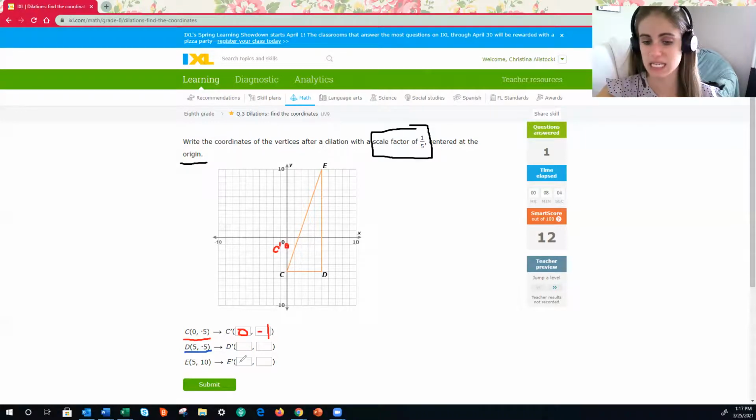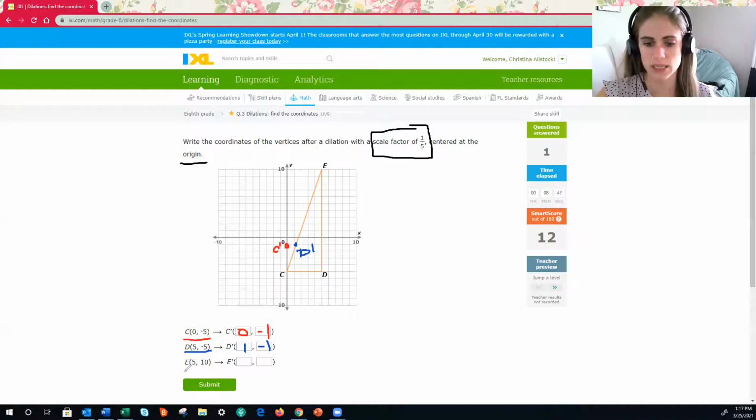All right, point D is at 5, -5. Our scale factor is 1/5. We need to multiply both values, both the x and the y, either by 1/5, or that's the same thing as dividing by 5. 5 times 1/5 is 1. -5 times 1/5 is -1. Got some pretty friendly numbers here, which is nice that IXL did that for us. So D prime is at 1, -1. Oh my, that's so close together. Look at that. It's crazy.